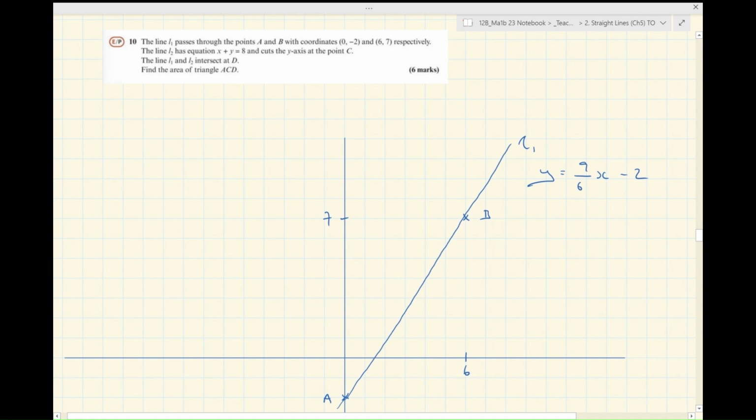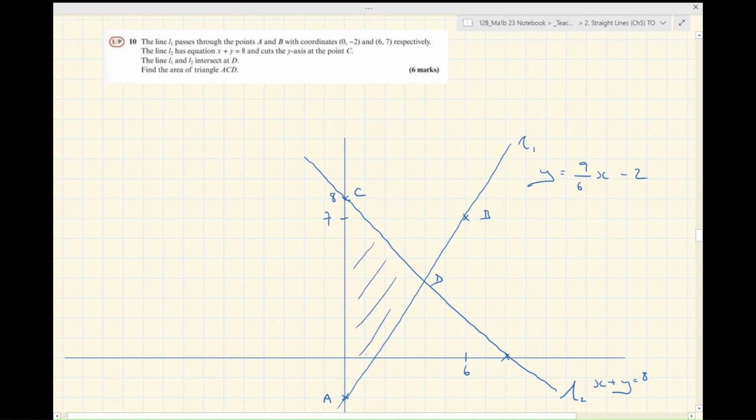And then it tells me about the line L2, which is x plus y equals 8. So L2 will go through here and here. Again, I'm not going to use a ruler. So that is L2, which is x plus y equals 8. And it tells me that the two lines intersect at D. And the line L2 cuts the y-axis at the point C. There we go.